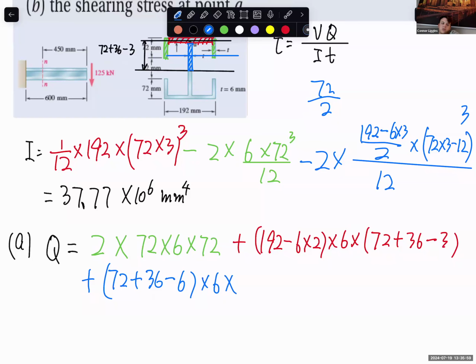Wouldn't you just subtract 6 from 72 because t equals 6? So once you get 66 over 2 to equal y bar? Yes, but the blue area is not exactly 72.